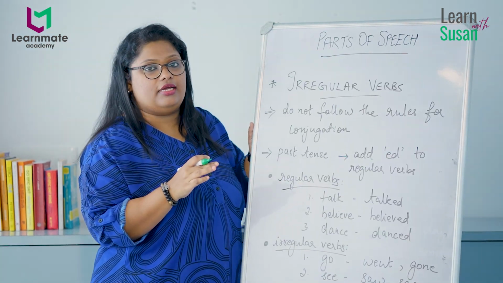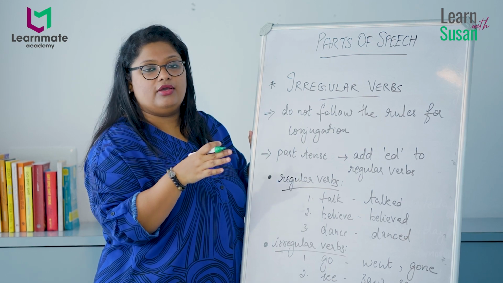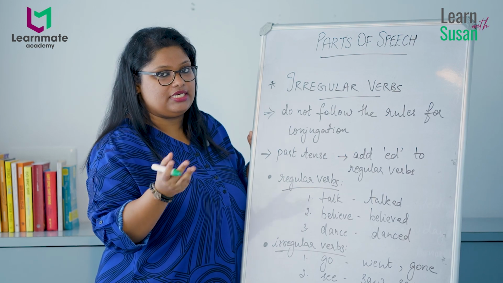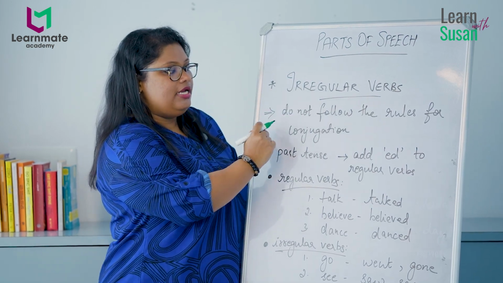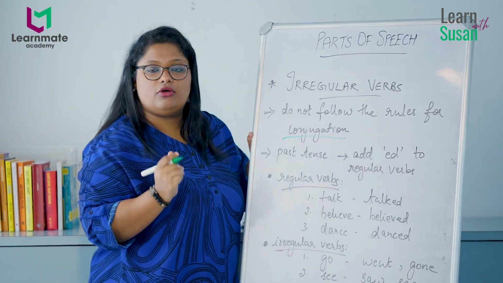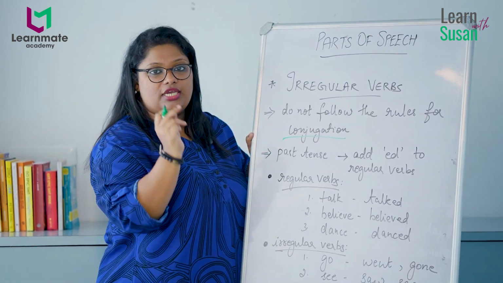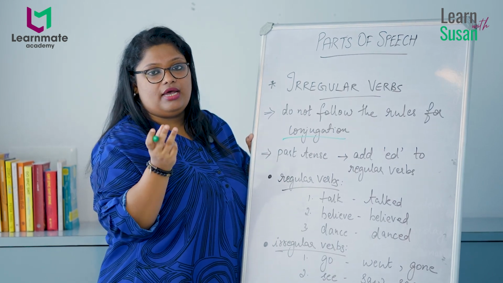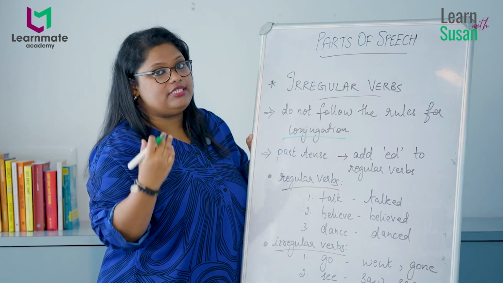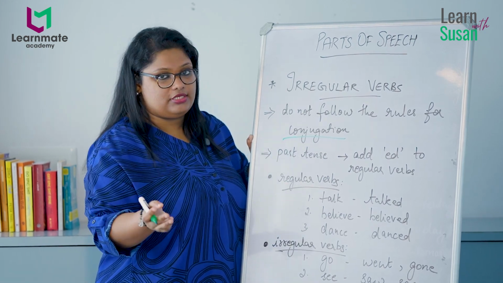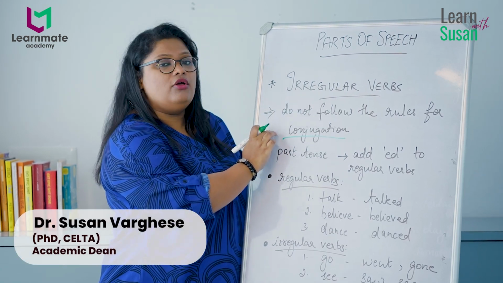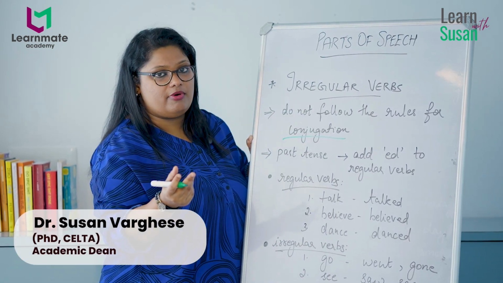Next section in verbs, we're going to talk about irregular verbs, something that most of us get confused by easily. Now, irregular verbs do not follow the rules of conjugation. What is conjugation? Conjugation means the rules of changing the form of a verb. I have already explained how verbs change their form according to different tenses, or maybe modes or voices. So irregular verbs do not follow the rules of conjugation, or changing the form of verbs.